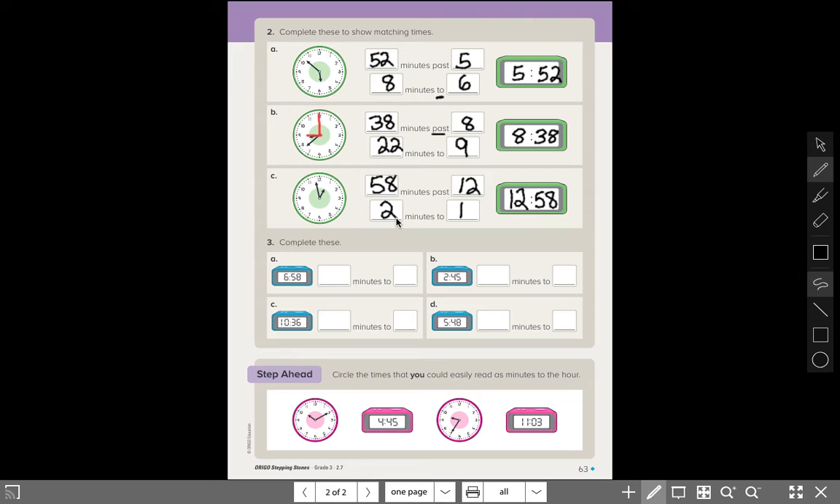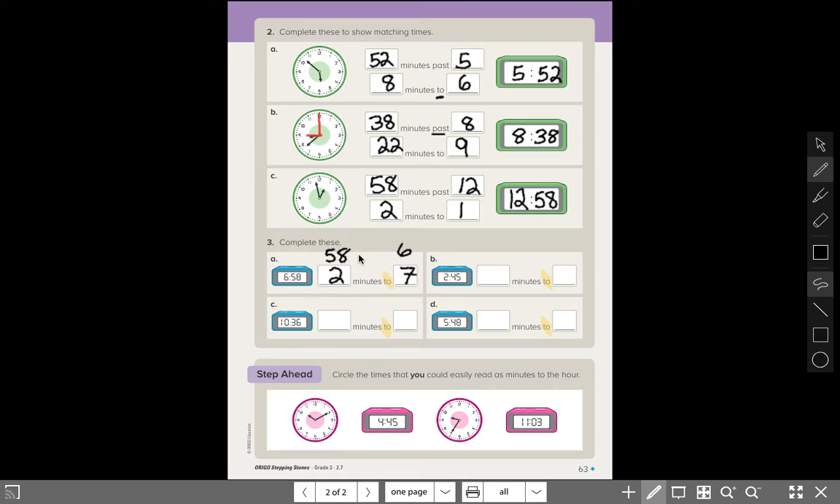Number 3. This one's a little tricky because they're asking just for the minutes to. All right. They don't want to know what time it is. They want to know how many minutes you have to go until you get to the next time. You can still do it the other way though if you want. This clock is 6:58. So it's 58 minutes past 6, if you want to write that in. The hour that comes next is 7, and this we could just count on, right? 58, 59, 60. It's 2 minutes to 7.